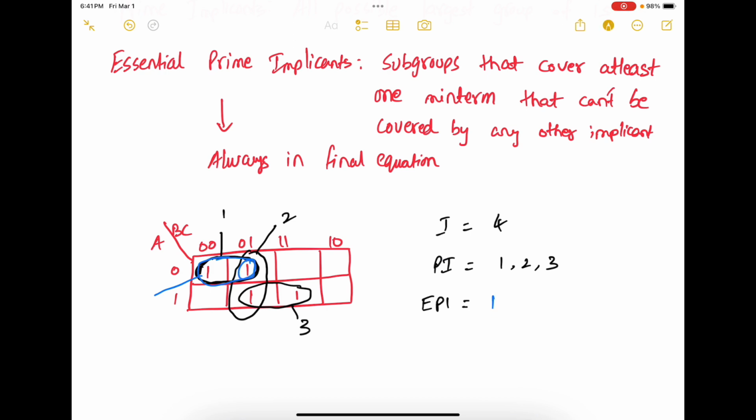Now let's go for this one here. This one can either be covered by this one or by this one. Basically, it can be covered by this prime implicant or the lower prime implicant. Therefore, it is not an essential prime implicant. Same case with this one. It can be covered by either this prime implicant or this prime implicant. Therefore, it's not an essential prime implicant. Now, when you consider this one here, it can only be covered by this prime implicant and it cannot be combined with any other thing. So 1 and 3 are your essential prime implicants.